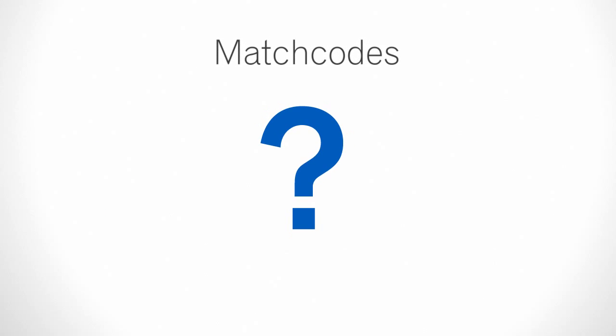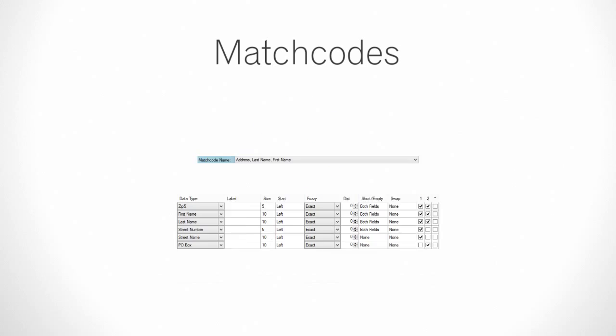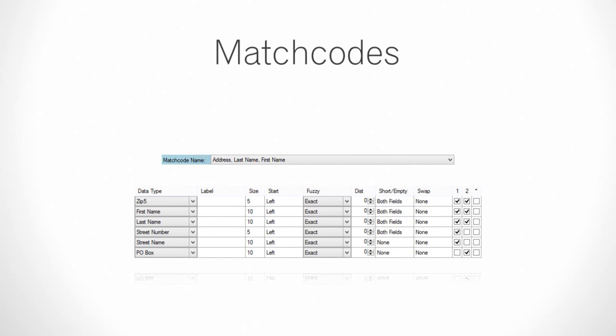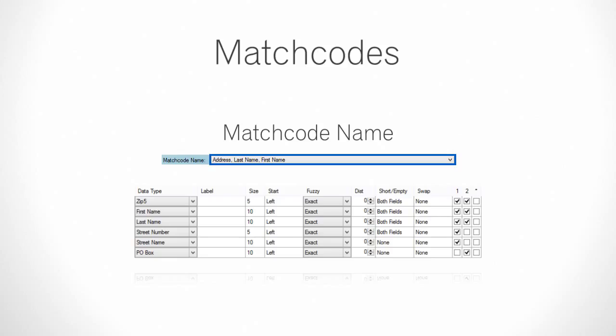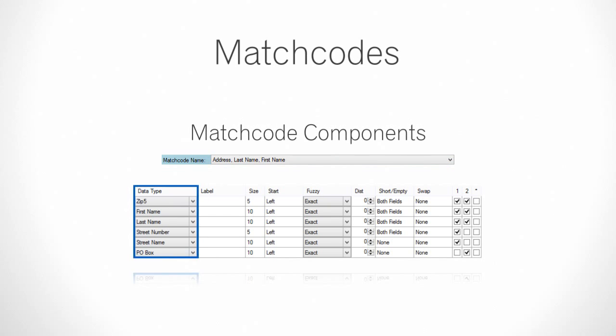So what's in a match code? Now we'll go over a quick review of the pieces of a match code. First we have the match code name. This is a unique name which identifies that match code. The name should usually give a general description as to how it'll match records or describe a particular job process. Then we have the match code components. The match code contains one or more of these components. These are the data types that will be evaluated to determine whether the records being compared are duplicates.